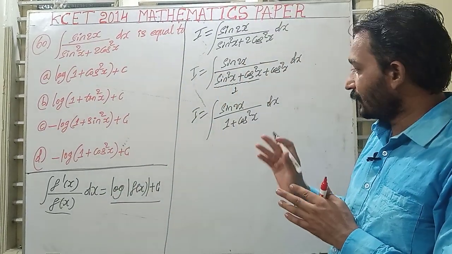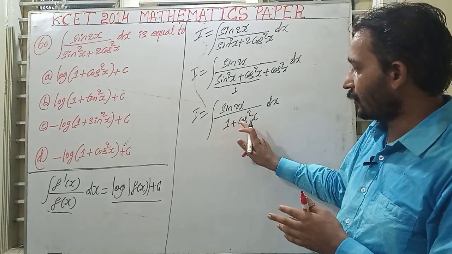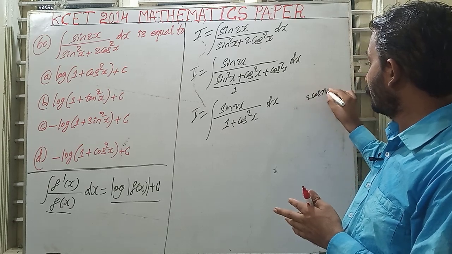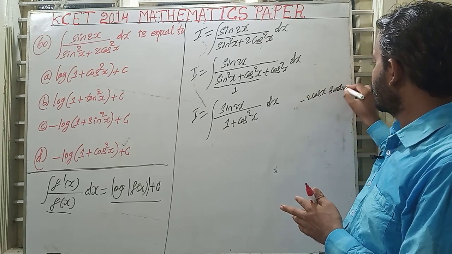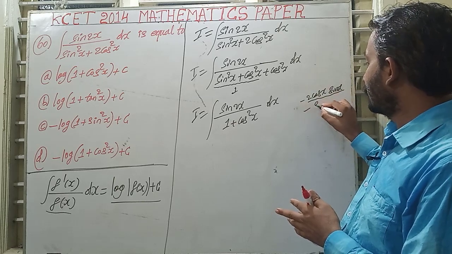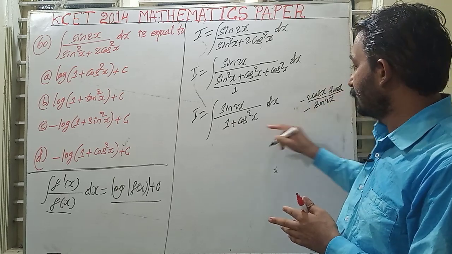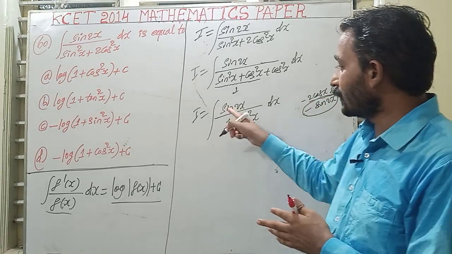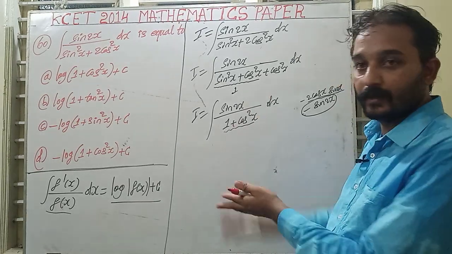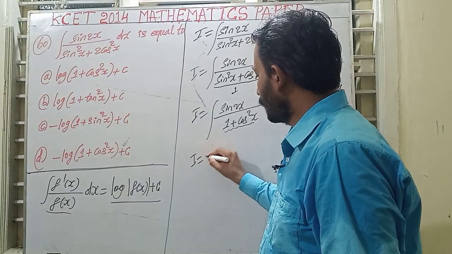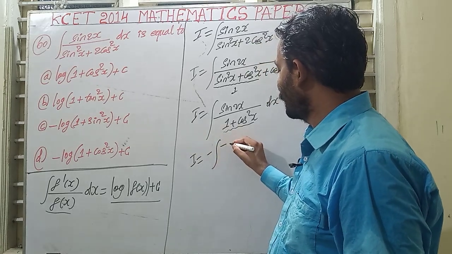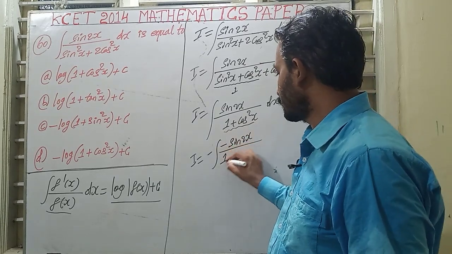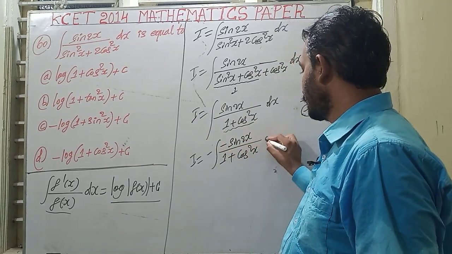Now see, differentiation of the denominator 1 plus cos square x. Cos square x differentiation is what? 2 cos x times minus sin x. Okay, so 2 cos x sin x means sin 2x, so minus sin 2x. So differentiation of this value becomes minus sin 2x. Okay, here only plus is there, so multiply both numerator and denominator by minus 1. We get minus of integration of minus sin 2x divided by 1 plus cos square x with respect to x.